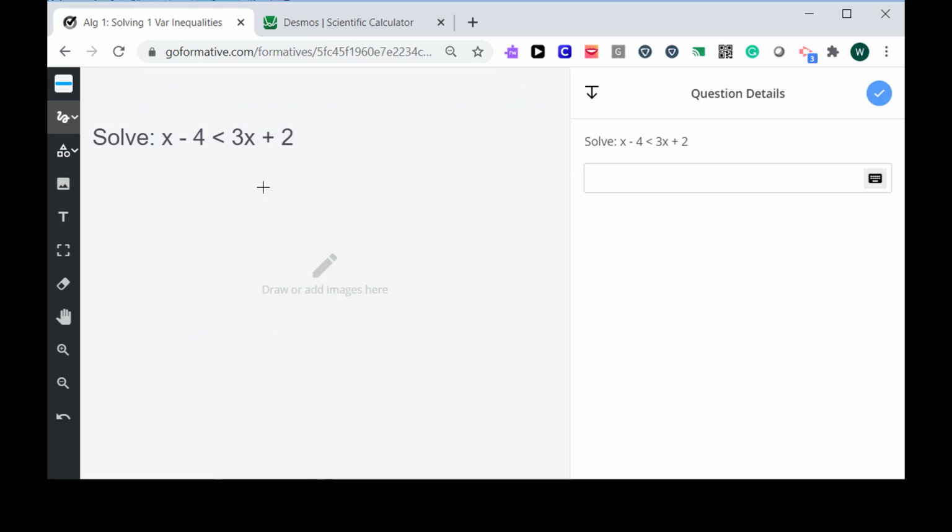Second example, I do not have parentheses, so I can skip step number 1 and try step number 2, which is combine like terms. But in this case, there's nothing to combine on this side, and there's nothing I can combine on this side. So let's also skip step number 2 and go on to step number 3, which is move the numbers. That one I can do because I see the 4 will need to move to this side, and the 3x is going to move to this side. So let's go ahead and move those.